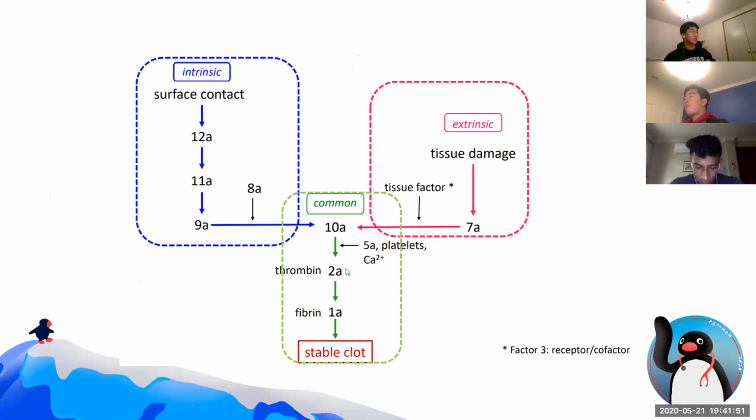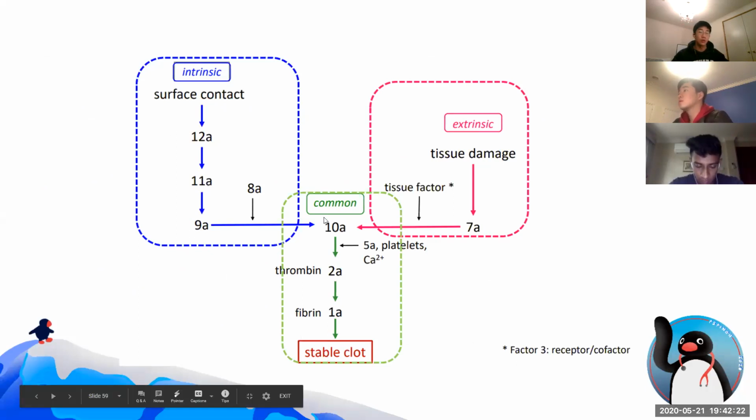I don't really know what to say about this pathway, except that you need to remember it. The A's next to all these numbers represent the activated form. So in reality, how it actually goes is 12 turns into 12A, 12A will activate 11 turning into 11A, 11A will cause 9 to turn into 9A, and so forth. And we get this huge cascade down into this common pathway, which will happen no matter the source of injury. Commit this one to memory. This one's important.